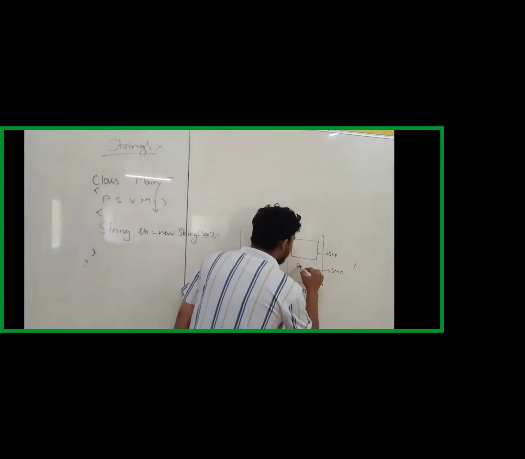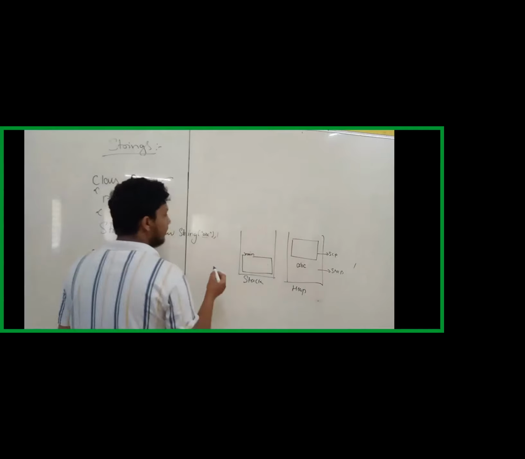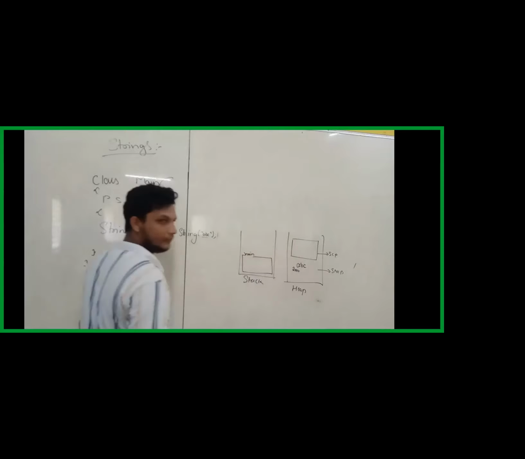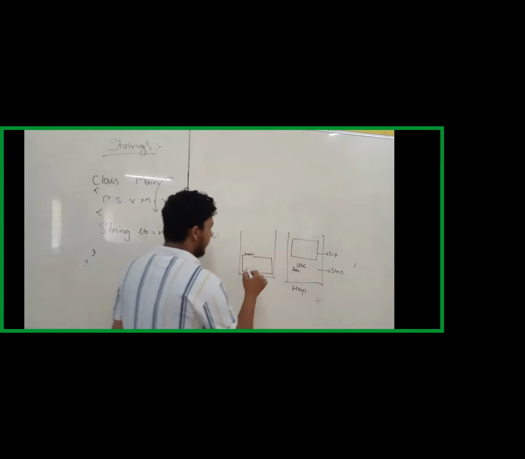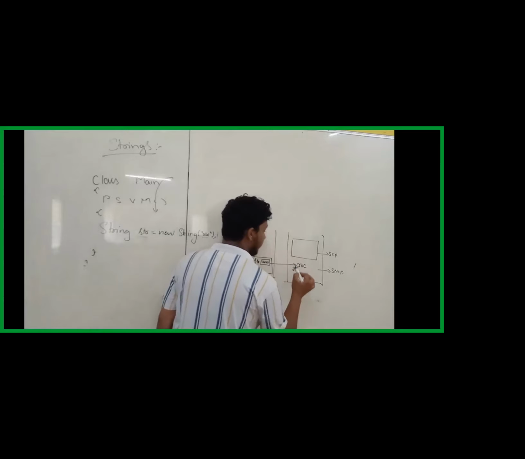I'll say ABC will be created. This memory, let me say, is 2000 here. So I'm storing that object in str; str will contain 2000 and it will be pointing to this object.